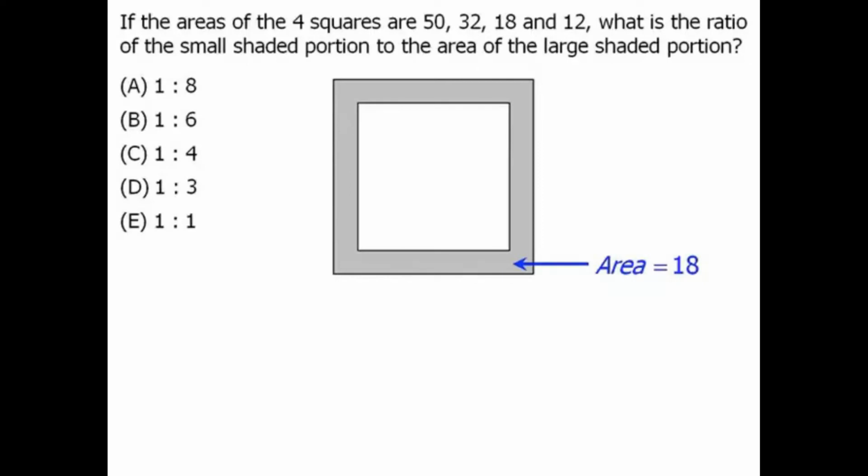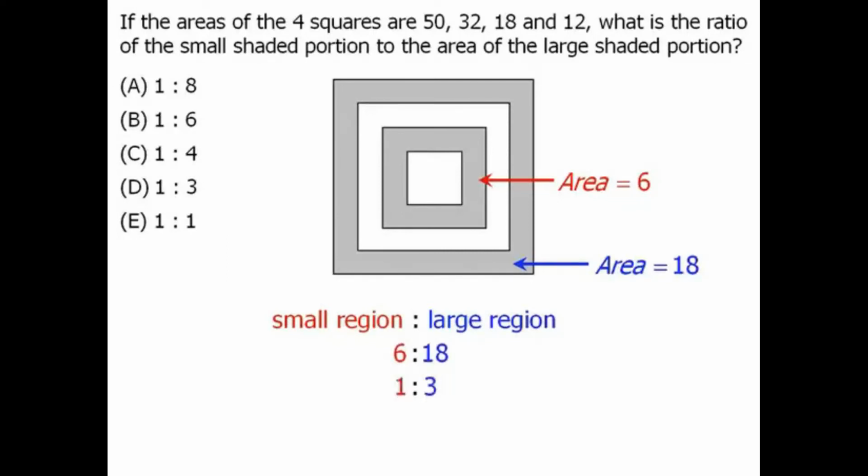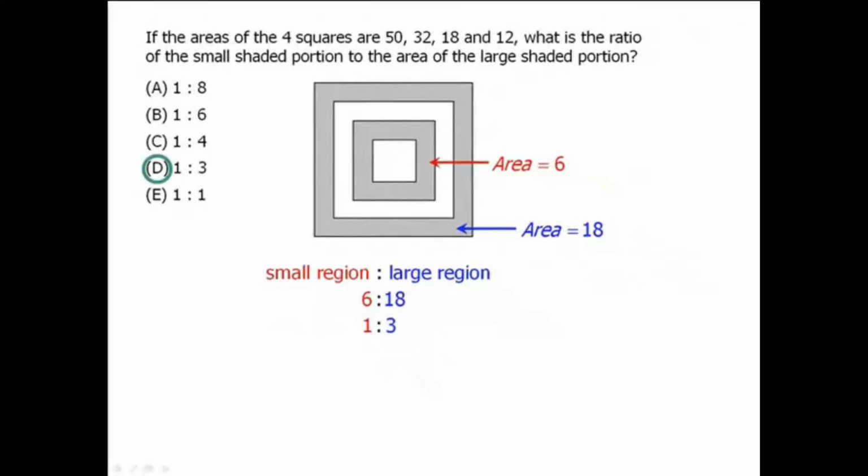We'll now follow the same procedure with the next shaded square. The area of this square is 18, and on top of this square we'll place a square with area 12. When we do this, the area of the visible portion is 6. So now we're going to compare the area of the small region to the area of the large region. This ratio is equal to 6 to 18, which we can simplify to be 1 to 3. So our answer here is D.